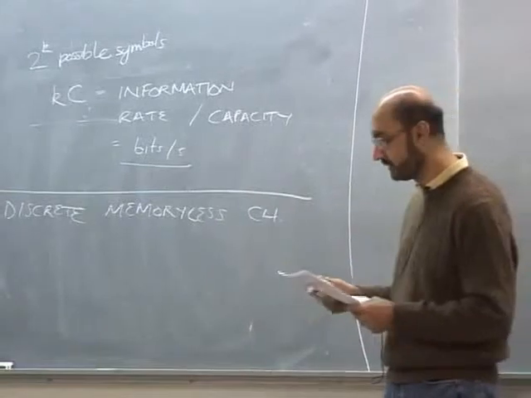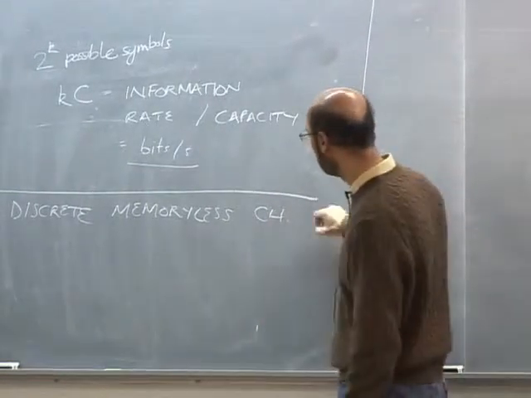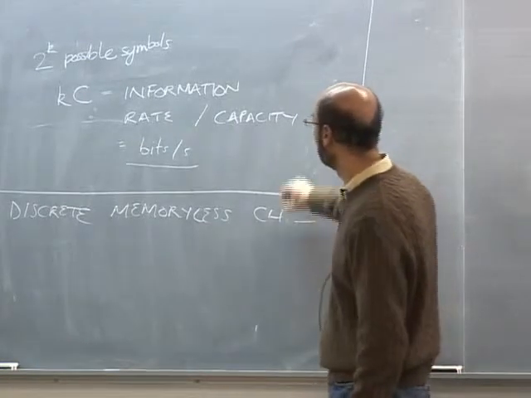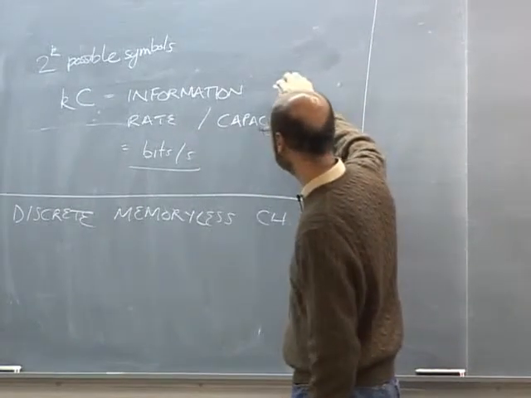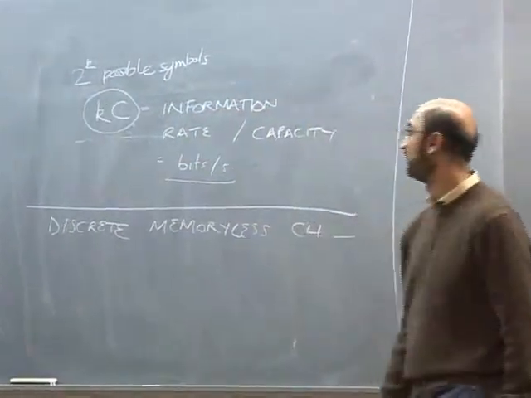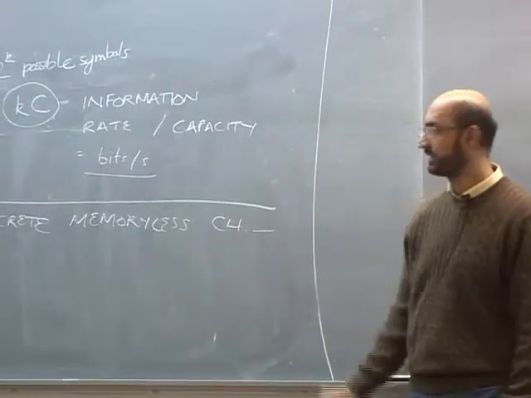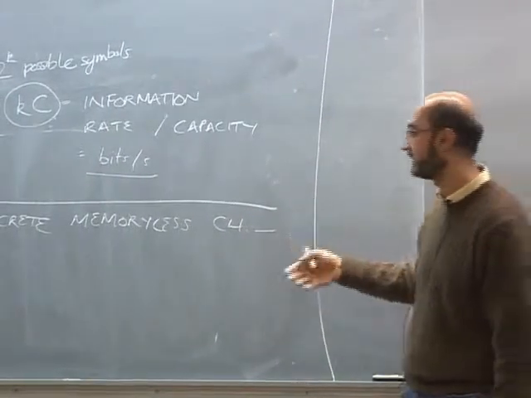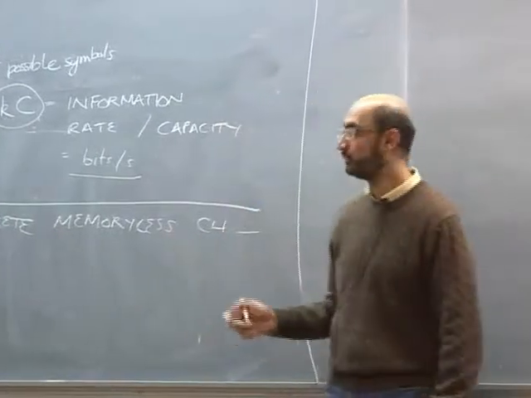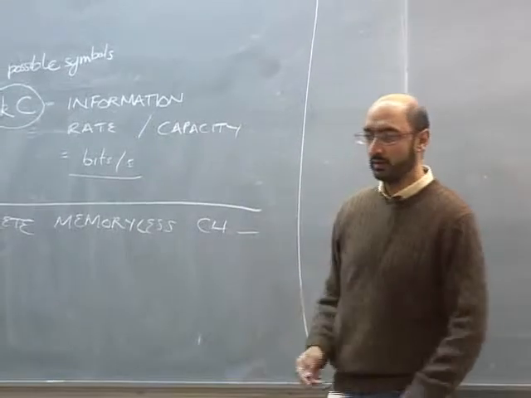This is all I want to talk about in terms of the channels. We're going to restrict our attention to discrete memoryless channels with an information capacity of kc bits per second, where c is the symbol rate and we have 2 to the k possible symbols. That's really all you need to know about the channel so far, for a noiseless channel. When we come to noisy channels, we need to know more, but we'll come to that later.